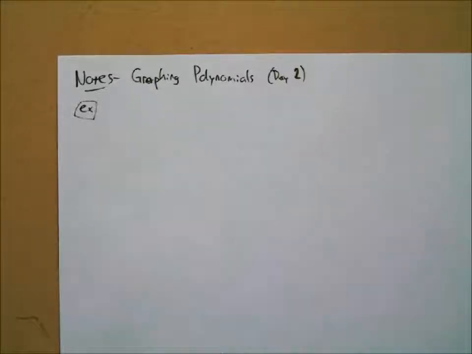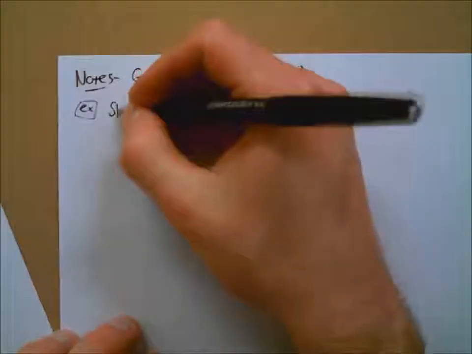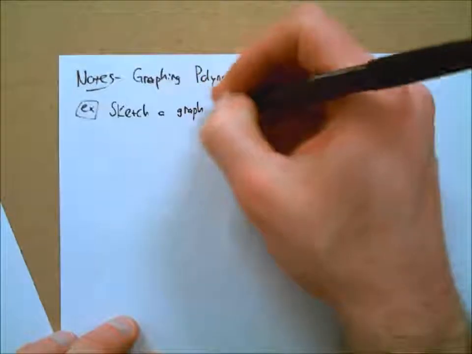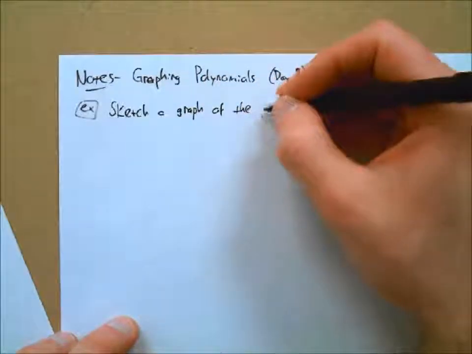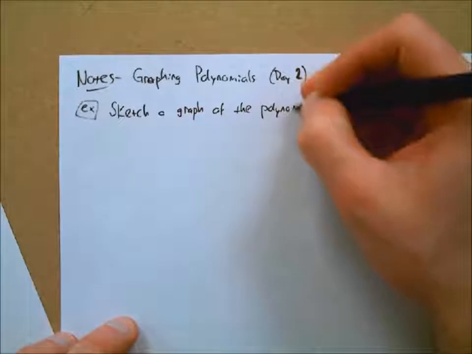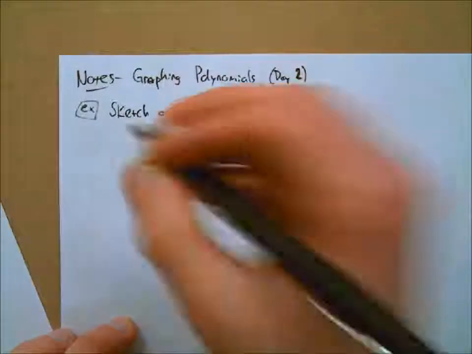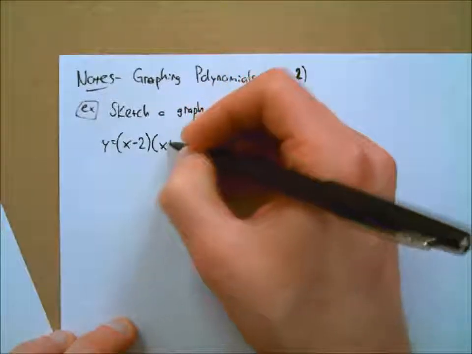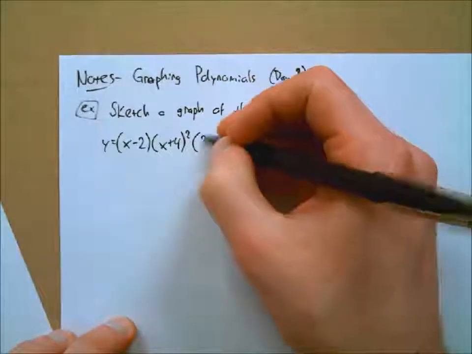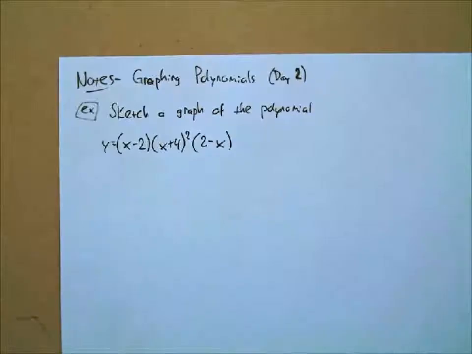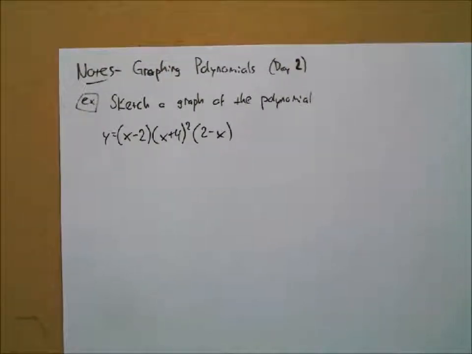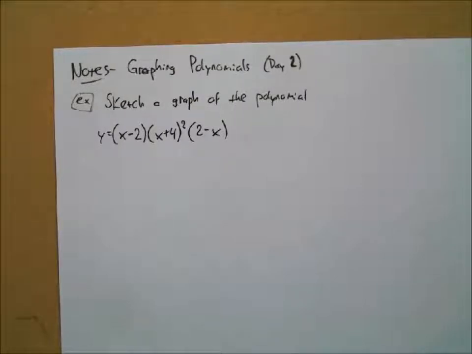Okay. So again, we're just going to sketch a graph of the polynomial. All right, so here's our example. y equals (x minus 2) times (x plus 4) squared times (2 minus x). So there's our polynomial, nice and factored for us. So we don't have to worry about that.